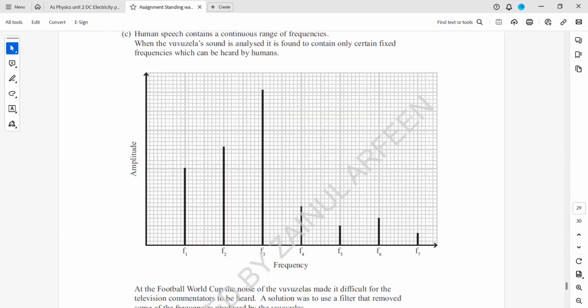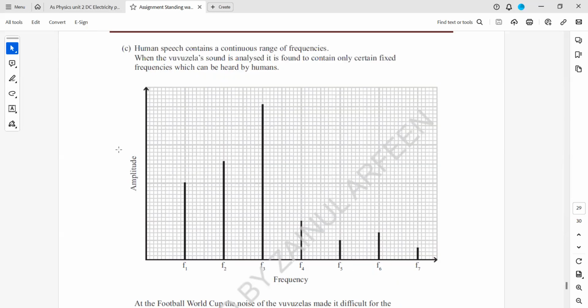So which frequencies should we remove, and why? This is the amplitude, the loudness. If we remove the louder ones, for example, F3 is louder and F2 is louder, these are the louder frequencies. If we remove them, that will reduce the noise level. So we should remove the frequencies F2 and F3, and we should remove them because that will reduce the noise level.